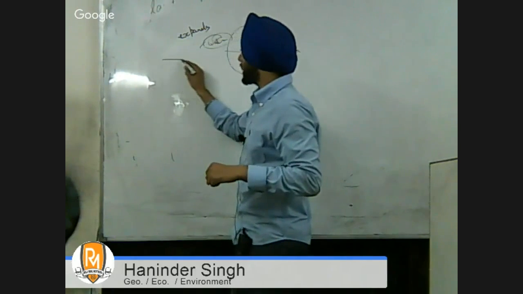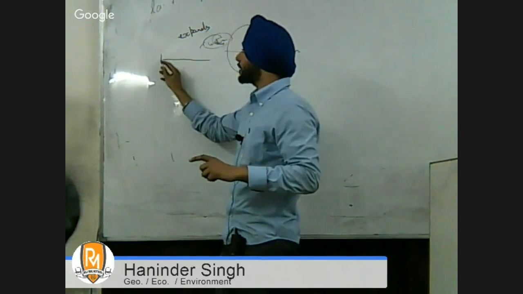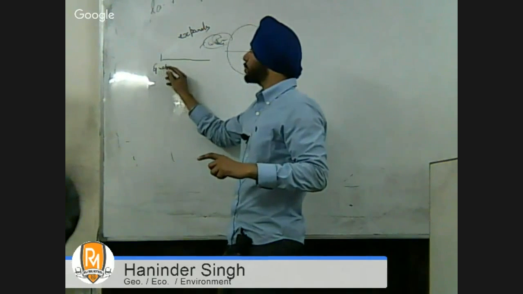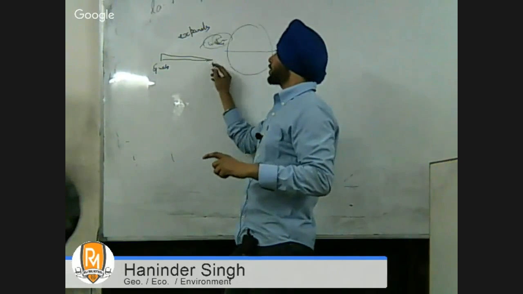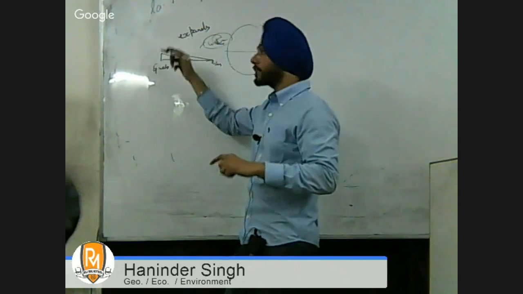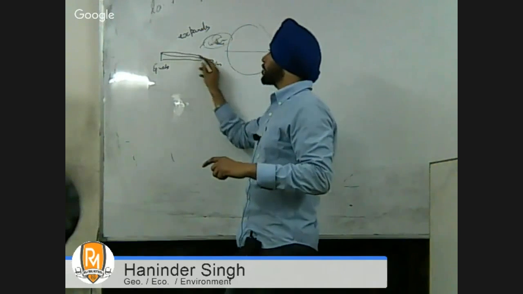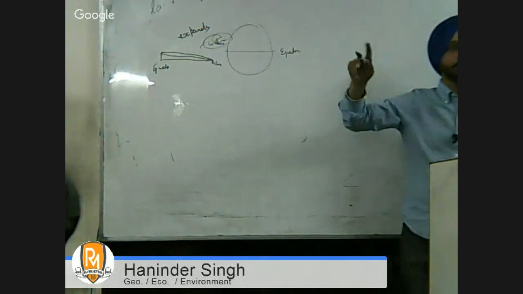So a natural gradient is created. If you see this in 3D, a natural gradient is created. Say this is the equator where water expands and this is polar water. A natural slope is created so that water travels from the equator to the pole. That is the influence of solar insolation, solar energy.